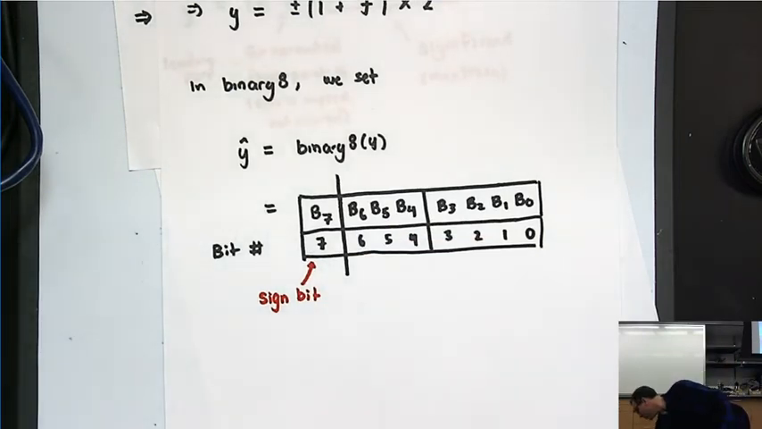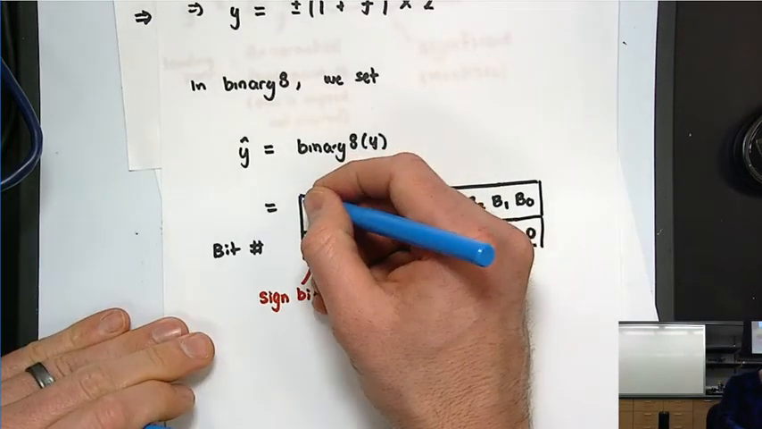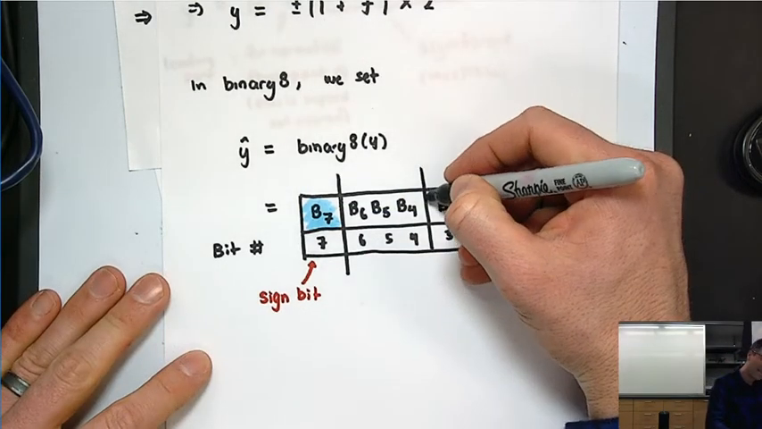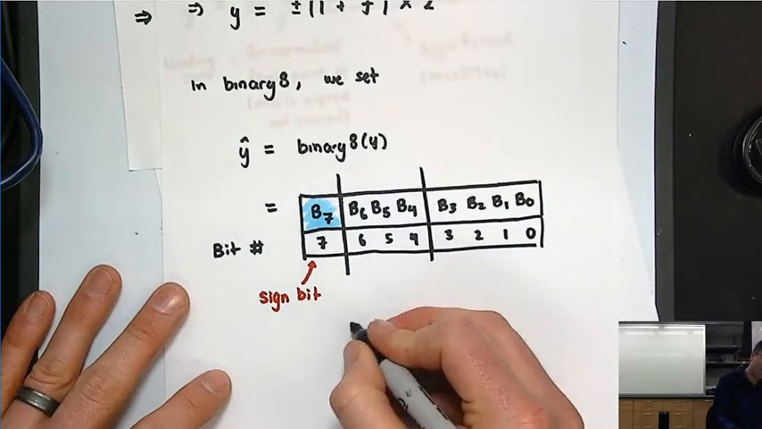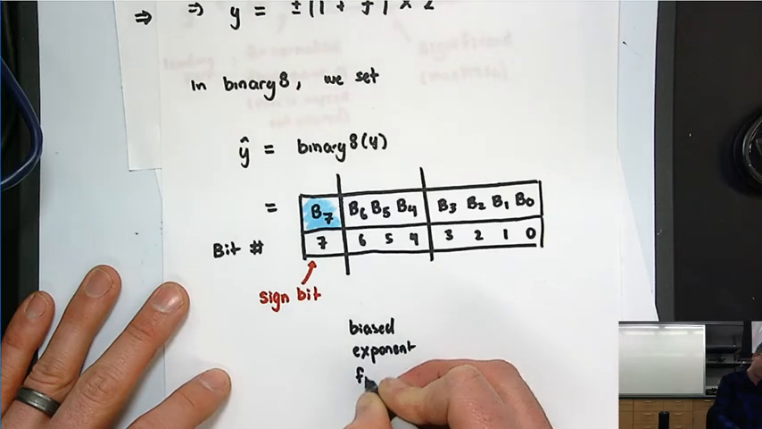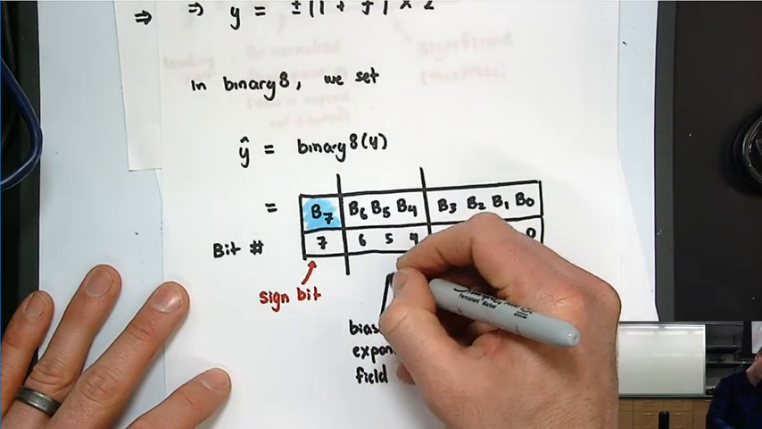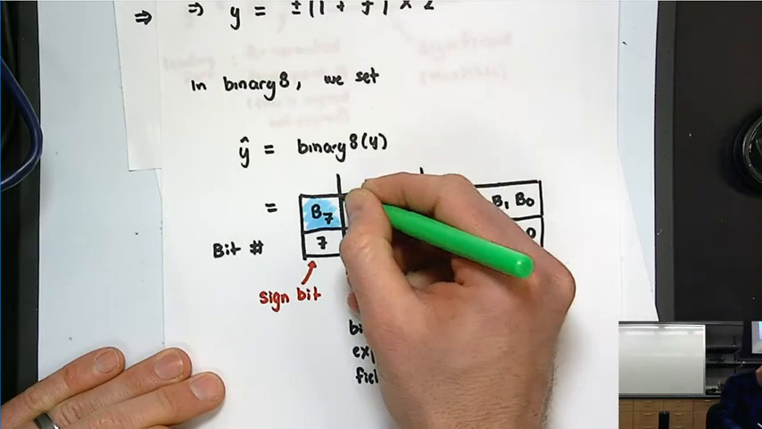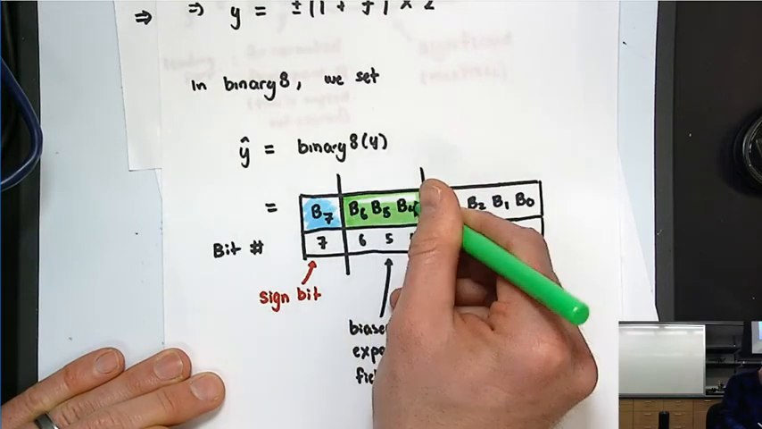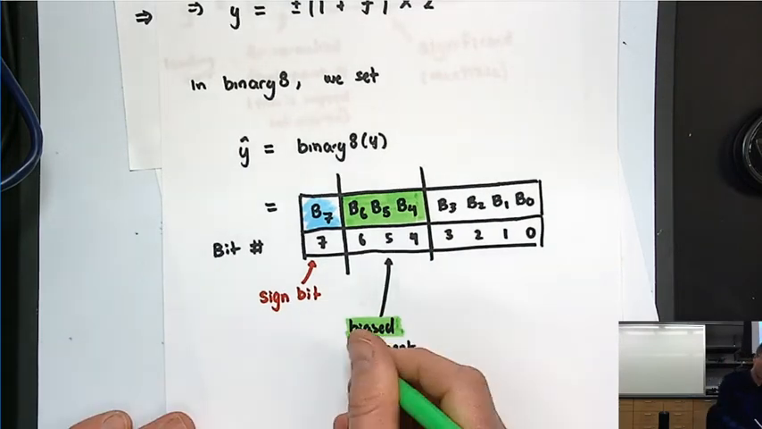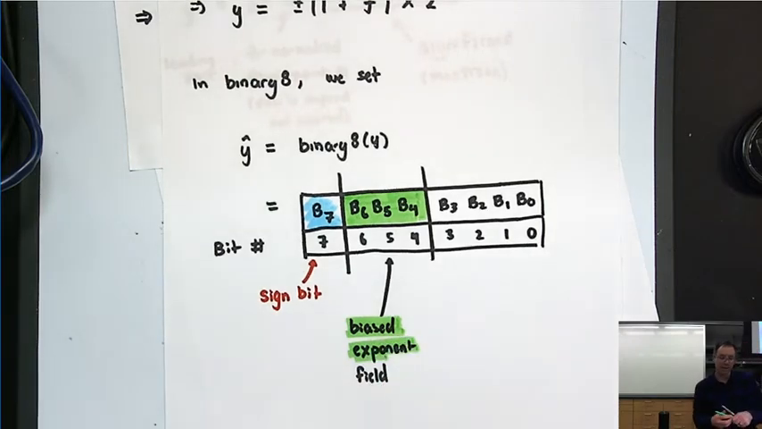And maybe I should use colors here. Maybe blue is nice for the sign bit. Okay. The second set of 3 bits, we're going to call this a biased exponent field. So these 3 bits right here, and maybe we'll use green for this. It's not the calculated value of the exponent. It's actually an encoded value of the exponent, which is what is known as biased exponent. So we'll talk about that in just a second.